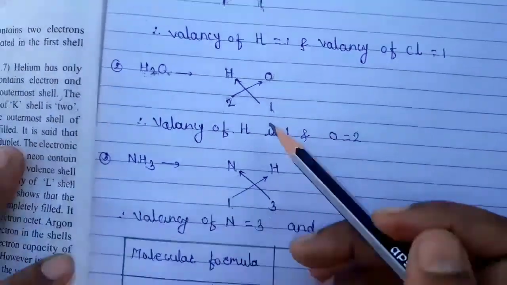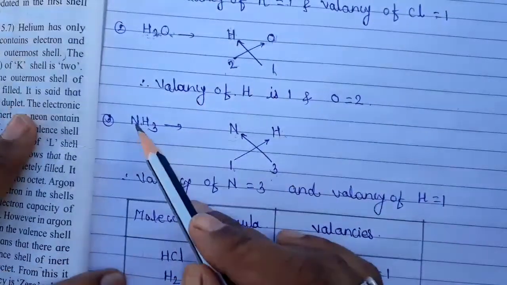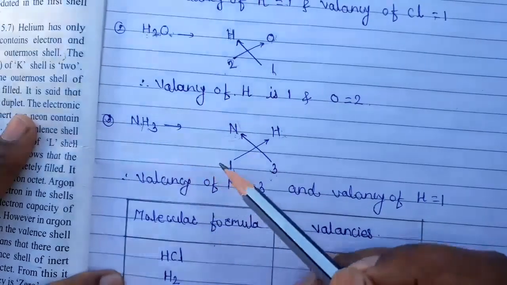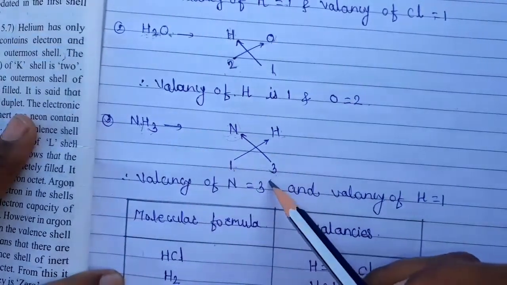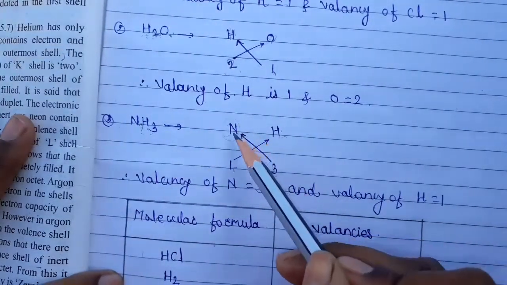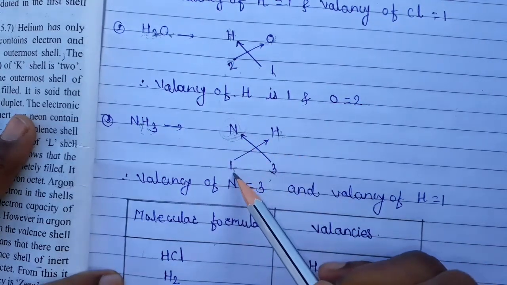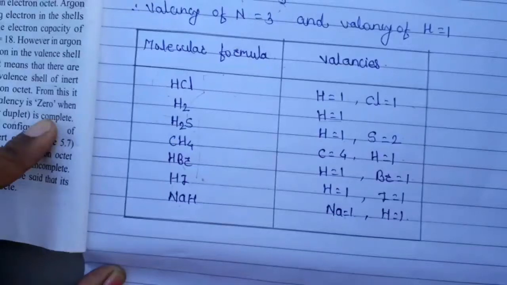Next example, NH3, ammonia. 1 atom of nitrogen and hydrogen's 3 atoms. By crossing it you can understand nitrogen valency is 3 and hydrogen valency is 1. Like this we can find out the valencies of other elements also.